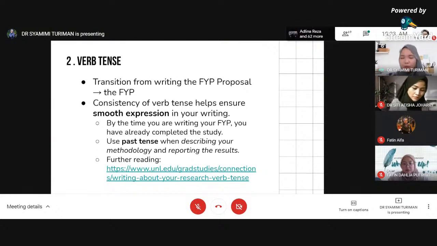So you need to remind yourselves that by the time you are writing your FYP, you have already completed the study. When you were writing your proposals earlier, you were still planning, proposing the research, just explaining how you plan to conduct the study. But when writing the FYP, you are done. You have collected the data, analyzed it, and you have the results with you already. So of course, you are expected to use past tense when describing your methodology and reporting the results.